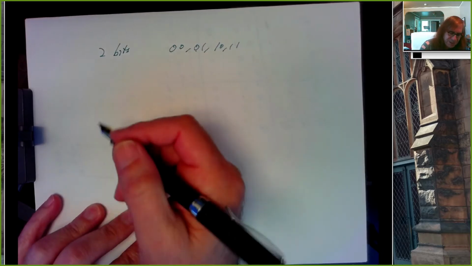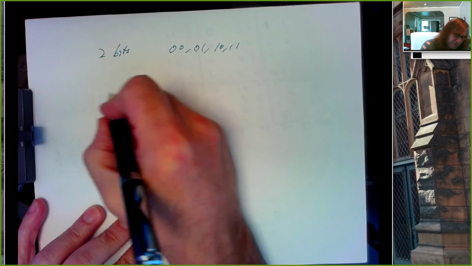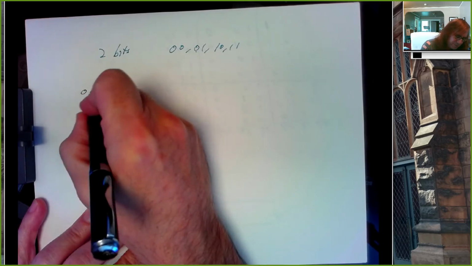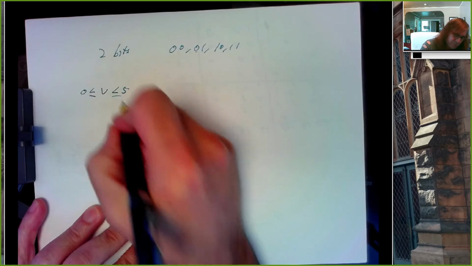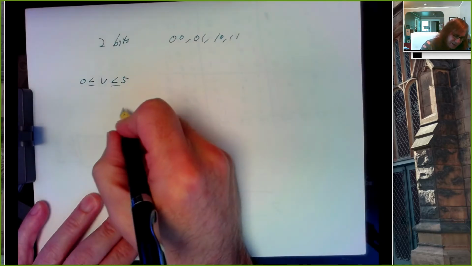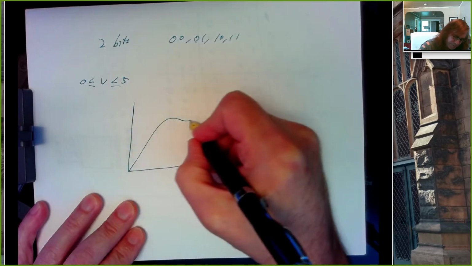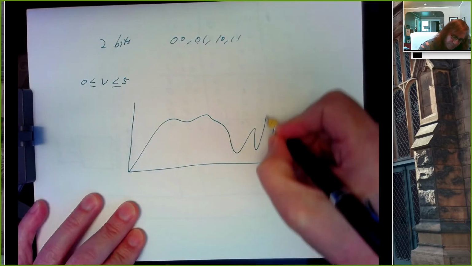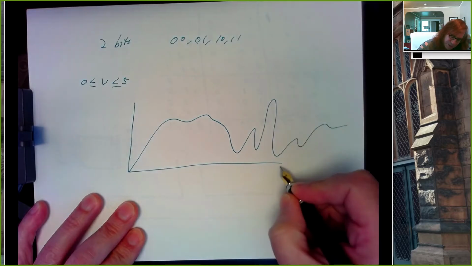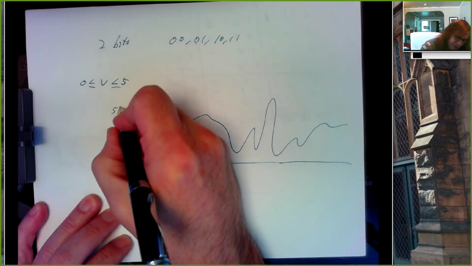What's going on here is we're taking an analog voltage. So let's say we have a voltage between 0 and 5 volts. And this voltage could be all kinds of weird shapes. But we know the lowest it gets is 0 and the highest it gets is 5.